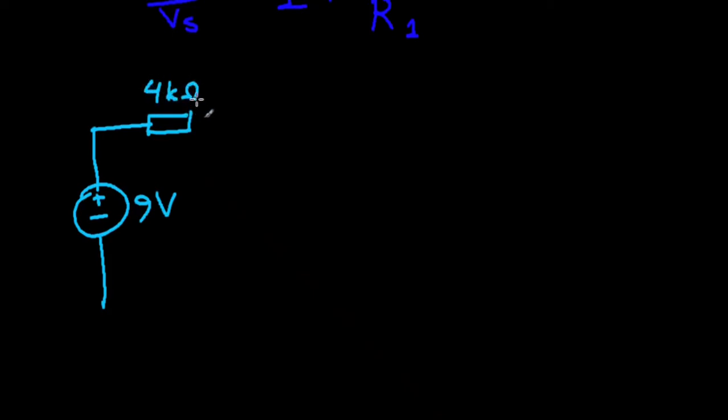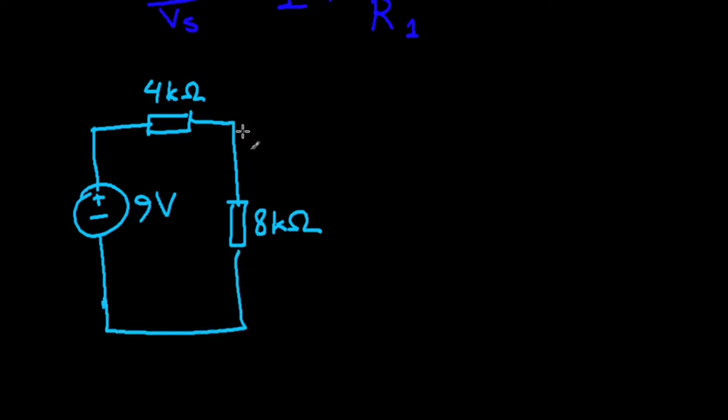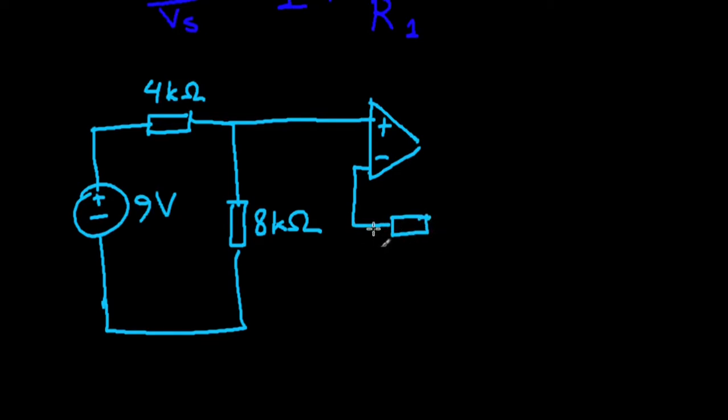So let's say this is 4 kilo ohms, and this is 8 kilo ohms. The problem clearly shows that this is the non-inverting input on top. Usually the inverting input is drawn on the top, but it's not necessary. That's all. It's not necessary.